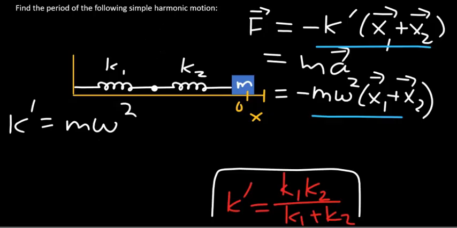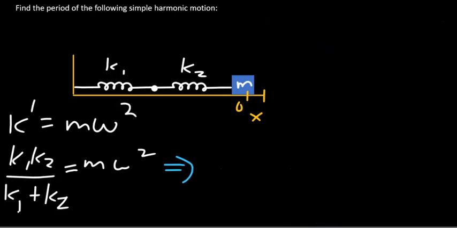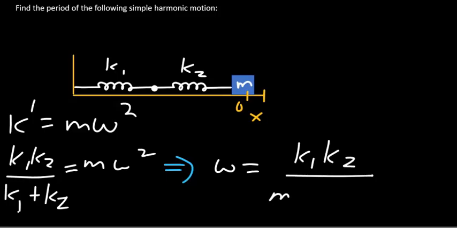So let's substitute the expression for K prime that we have written there. K prime is K1 times K2 over K1 plus K2 equals mass times omega squared. Now omega can be determined from this equation. So from this line, we see that the angular frequency in terms of K1, K2 and m is just the square root of K1 times K2 over m times (K1 plus K2).